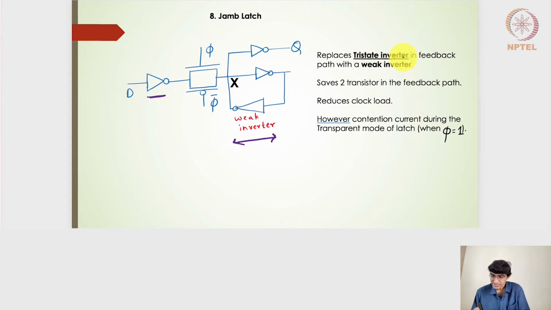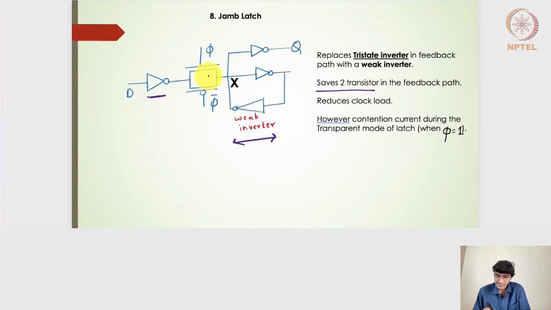So this one replaces the tri-state inverter in the feedback part with a weak inverter. The advantage of the weak inverter is that it is of 2 transistors. The inverter is naturally of 2 transistors, whereas a tri-state inverter, because it is clocked, has the inputs of 2 additional transistors being clocked. So we have 4 transistors in a tri-state inverter, whereas in the weak inverter we have only two transistors. So it saves 2 transistors in the feedback path.